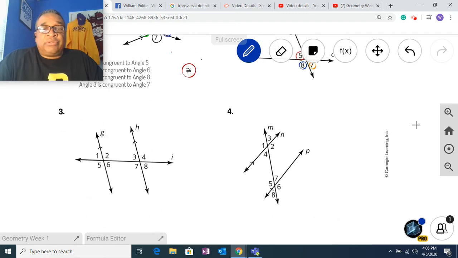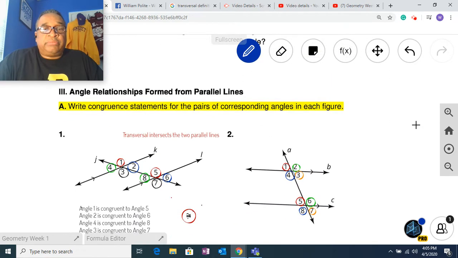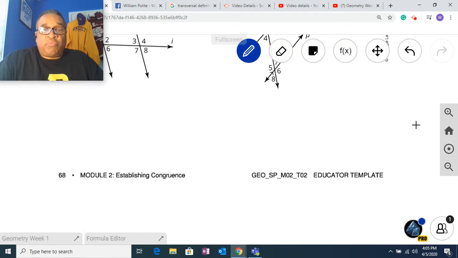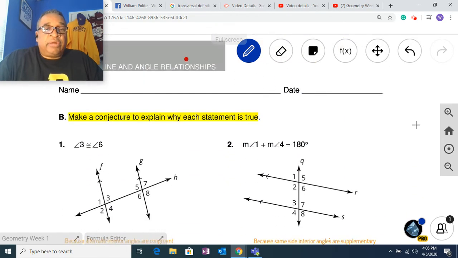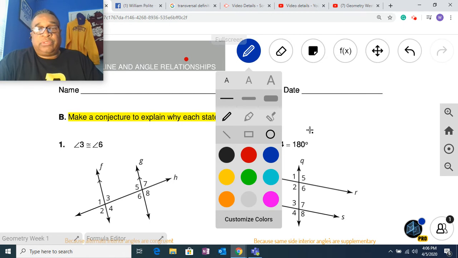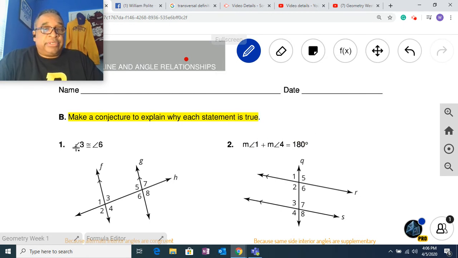So let's see here. We talked about corresponding angles. You should have that in the part one video. And then here we're asked to make a conjecture to explain why each statement is true. In this case, they say that angle 3 is congruent to angle 6. Get my little circle piece on here. And so we're saying here that angle 3 is congruent to angle 6. Well, here's angle 3.